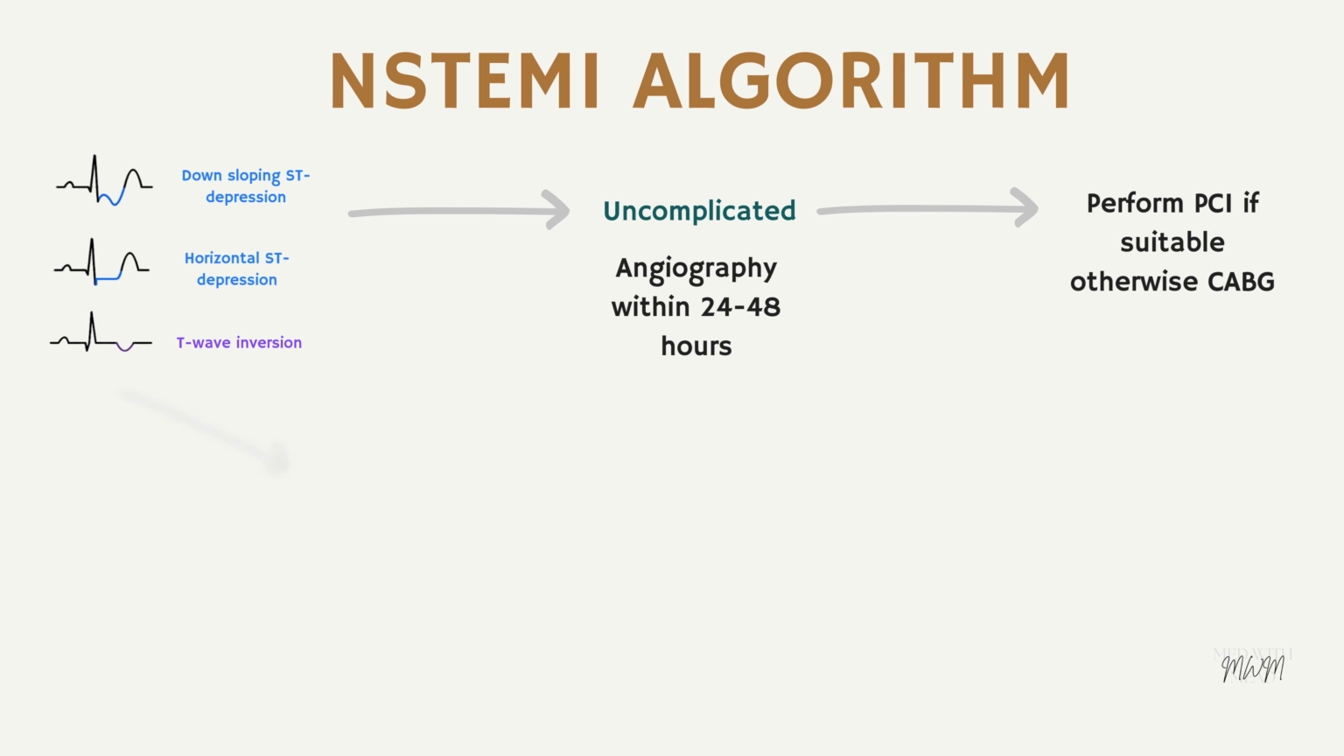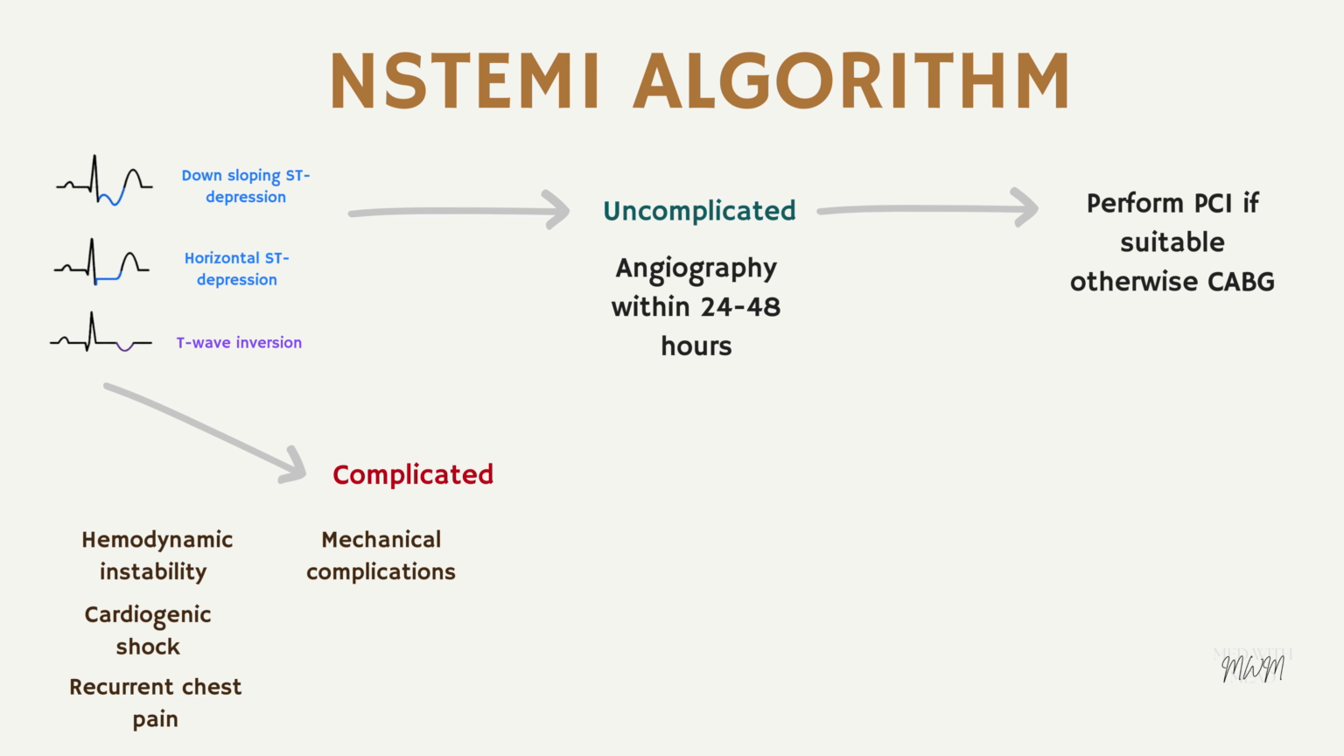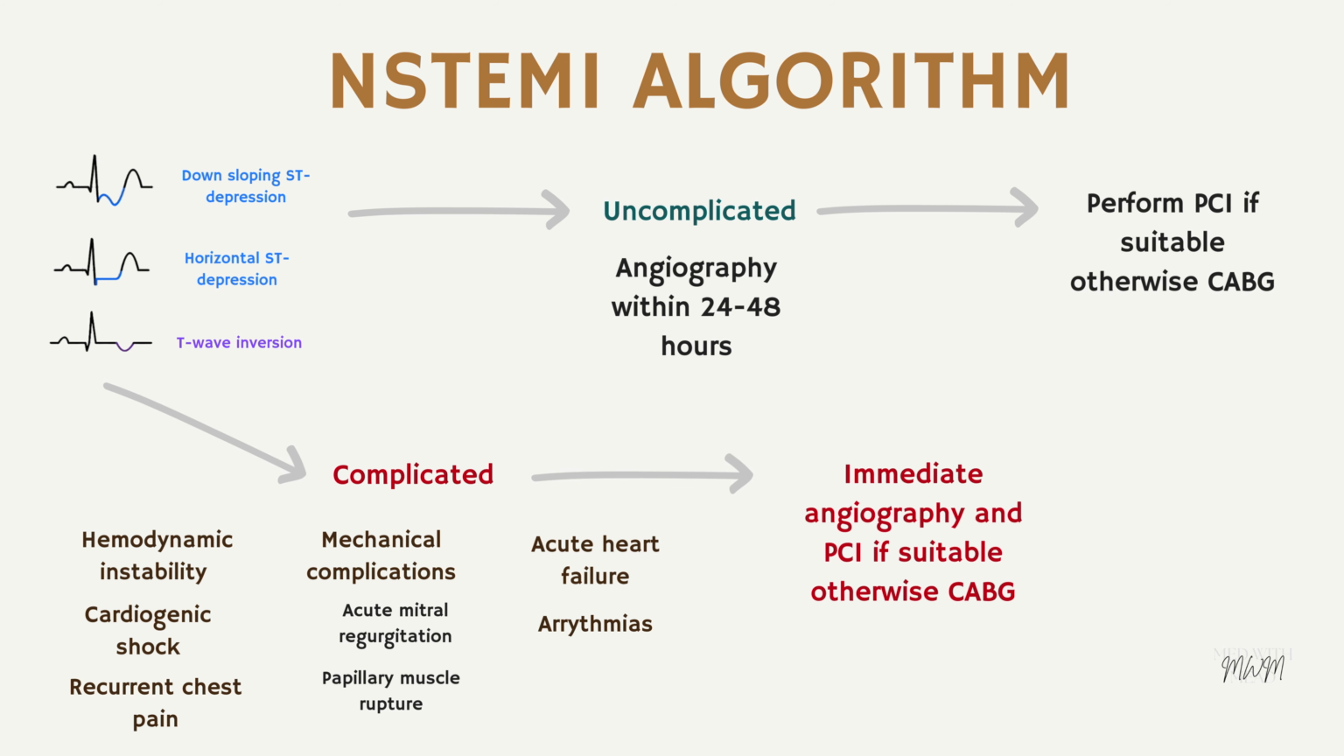In cases where the patient presents with hemodynamic instability, as well as cardiogenic shock, recurrent chest pain, mechanical complications such as acute mitral regurgitation from papillary muscle rupture, also acute heart failure or arrhythmias, immediate angiography is indicated, and if the PCI is suitable, then we go ahead with PCI. If not, then we can consider CABG. It is important to note that fibrinolysis is never done in NSTEMI patients.